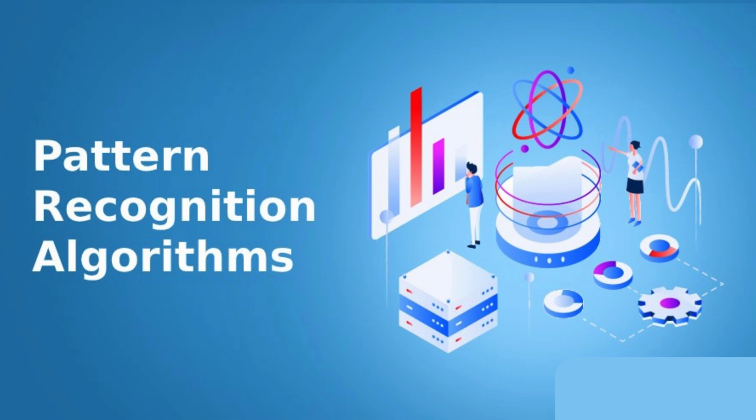Okay, so now the components of a pattern recognition system. A typical pattern recognition system is comprised of three main components: sensing, feature extraction, and classification. Sensing involves the collection of raw data through various sensors or input devices. For example, in image recognition, cameras capture the image. In speech recognition, microphones record the sound waves.